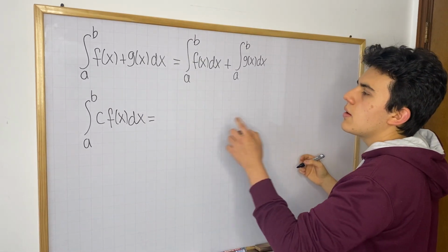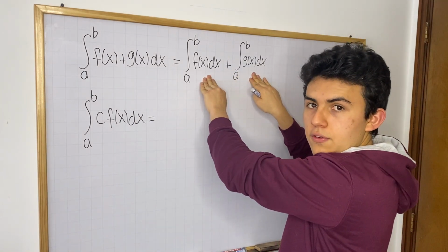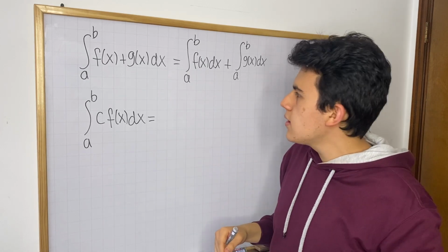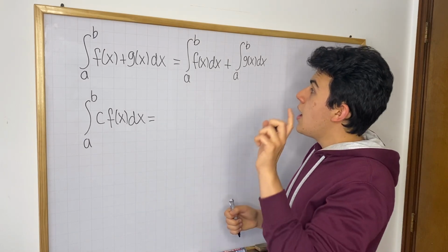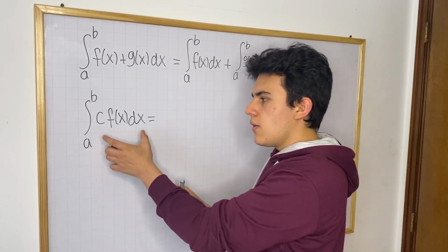And of course, I should have mentioned up here that the way in which you compute these two definite integrals is by using the fundamental theorem of calculus, okay? So I didn't write that here, but I think that's pretty obvious, so keep that in mind. So how can we compute an integral of this form?